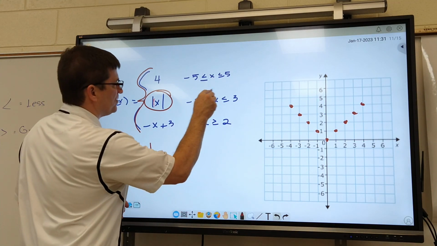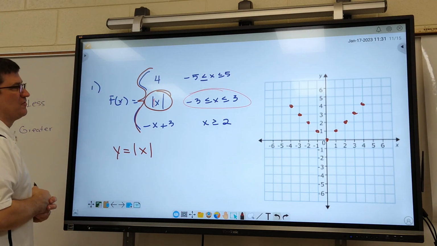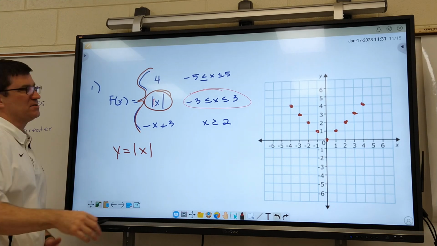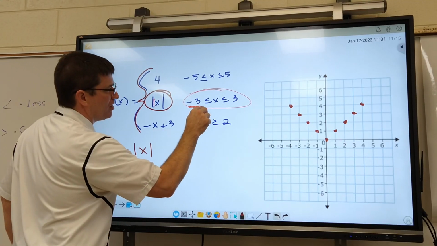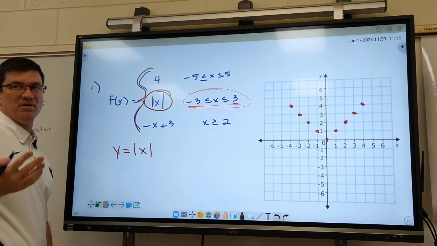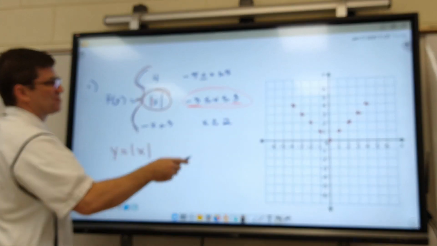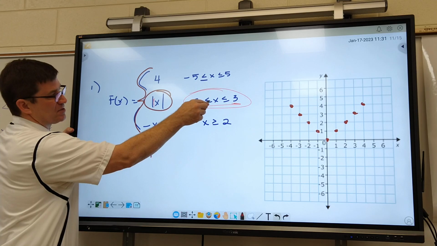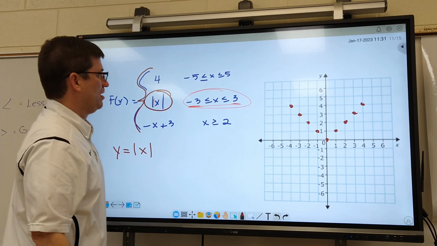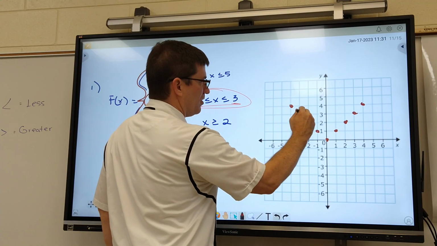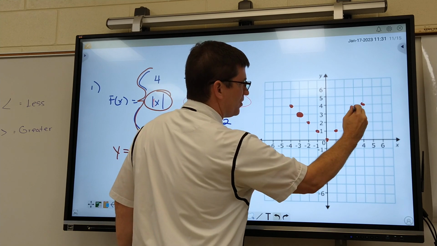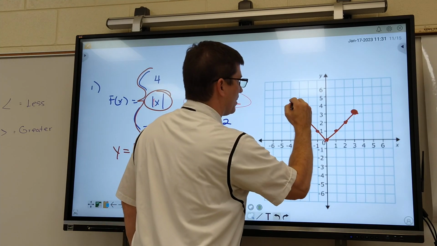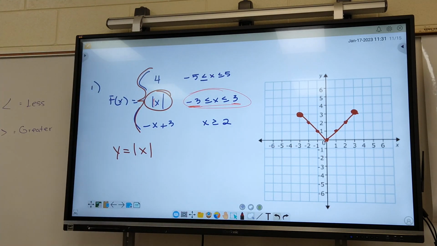All right, what does this mean? -3 less than or equal to x less than or equal to 3. All this means, guys, is start at -3 and go all the way to +3. That's all it means. Now, circles, open or closed. These are closed because they've got the equal line under it, okay? So -3 is here, go all the way to +3 here, and anything outside that I can erase. So that's our V.